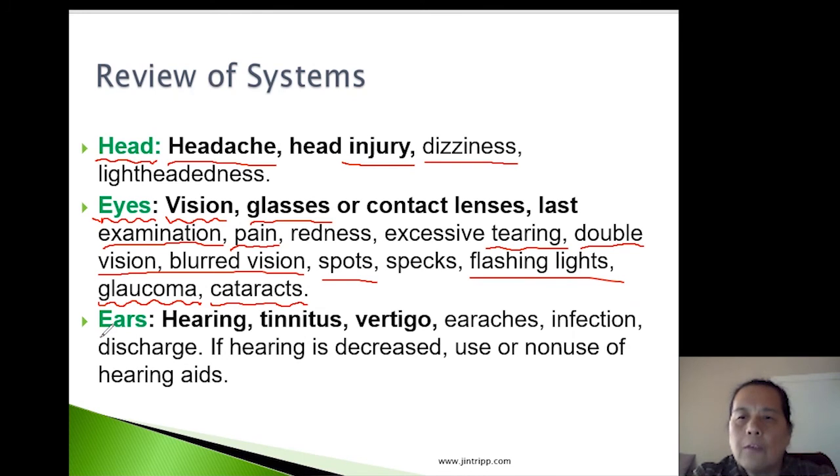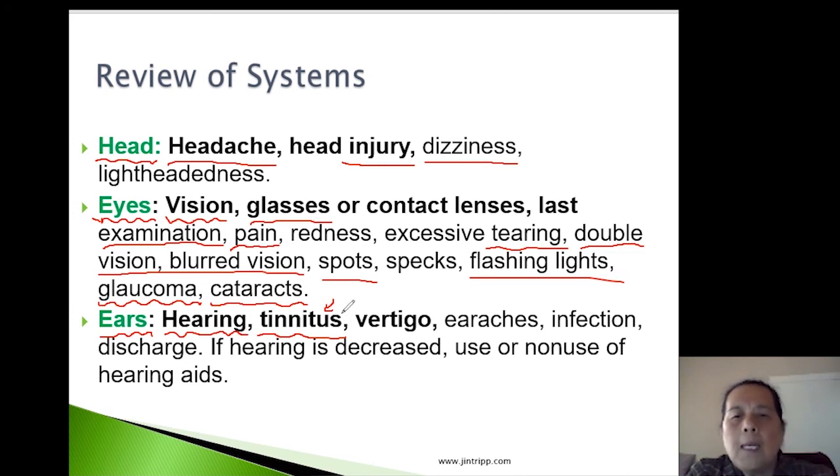Then we ask about the ear. Ear questions are mainly about hearing function. Is hearing function normal or decreased? Or some patients maybe have tinnitus. Sometimes people pronounce it differently, but it's the same thing. That means some abnormal sounds inside the ear.